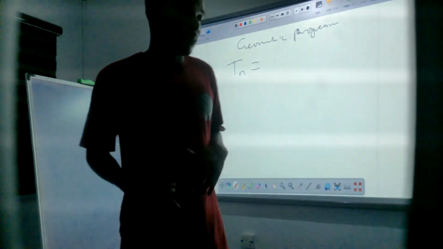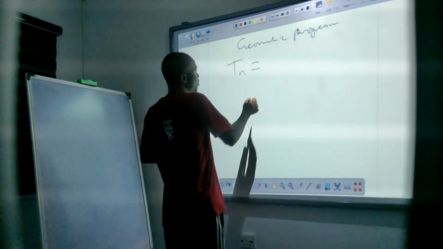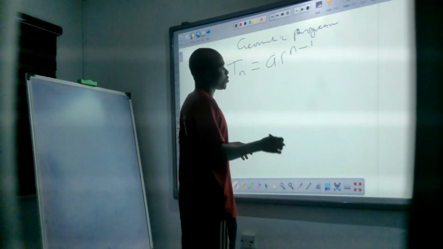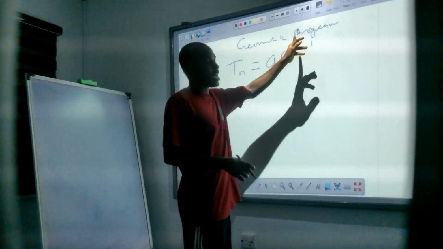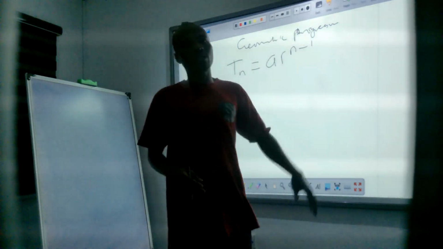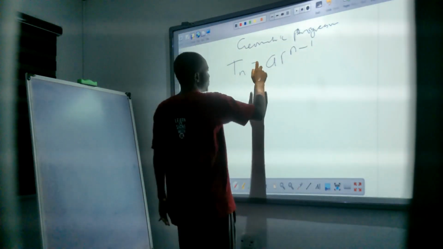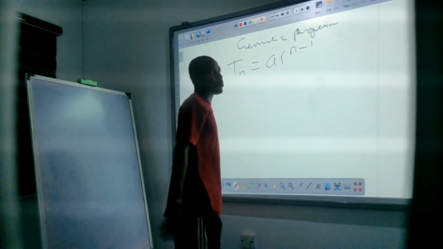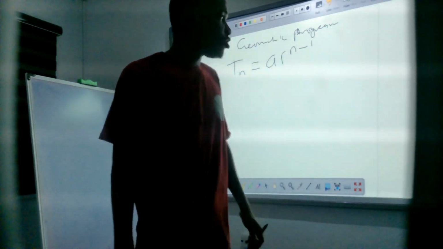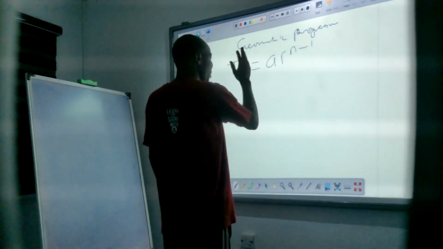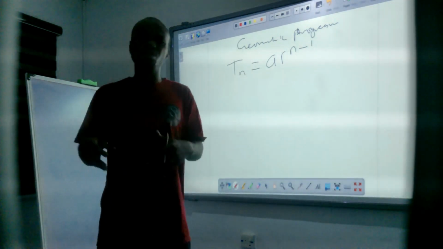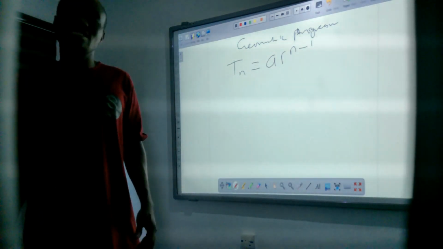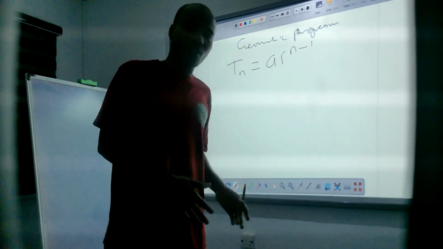So for a GP, the nth term, you're getting the particular term, the nth term, is that okay? Tn is always a r raised to power n minus 1. So we say the first term times the common ratio to the power of n minus 1. With that, you get any term. You know the first term and the common ratio, you can get any particular term.